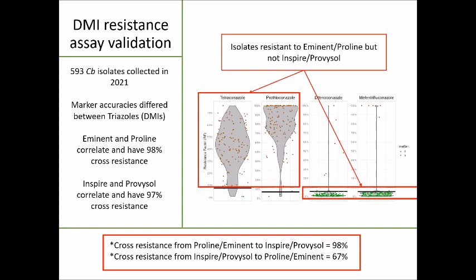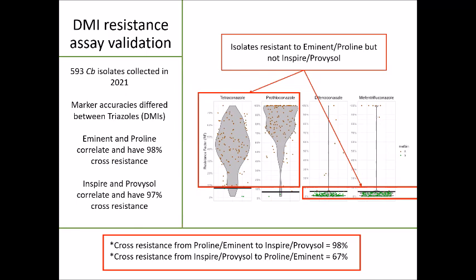And what you're seeing in this chart here are the same isolates graphed with their relative resistance. So higher on this chart is more resistant. At the bottom, we have sensitivity. And what we see is that the same isolates are resistant to tetraconazole and prothioconazole, so Eminent and Proline, but they're sensitive still to difenoconazole and methylfluconazole, which would be Inspire and Probosol. And overall, the cross resistance between, for instance, Eminent and Proline, they correlate well, and we see 98% cross resistance. And for Inspire and Probosol, they correlate well, and we have 97% cross resistance.